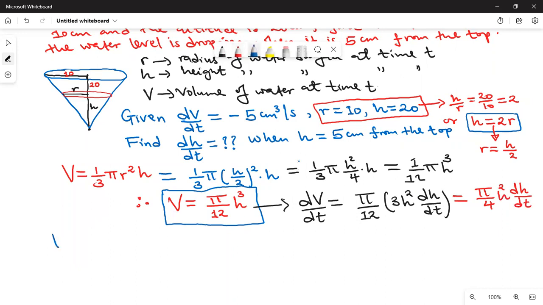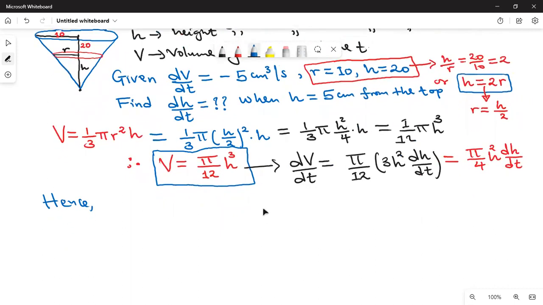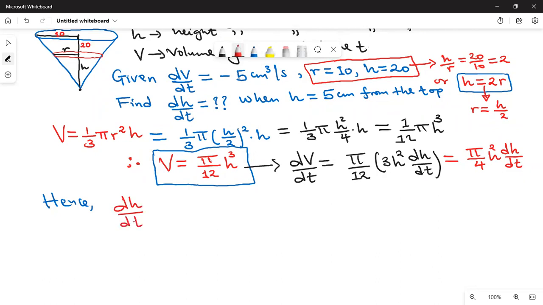When you make dh/dt the subject, let me write hence. So we are going to make dh/dt the subject. That means I divide by pi over 4 times h squared. So hence, we can now write that dh/dt is equal to, when you cross multiply, that will be 4 over pi h squared times dV/dt.